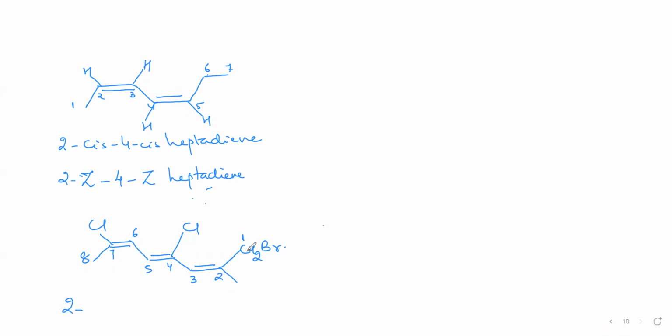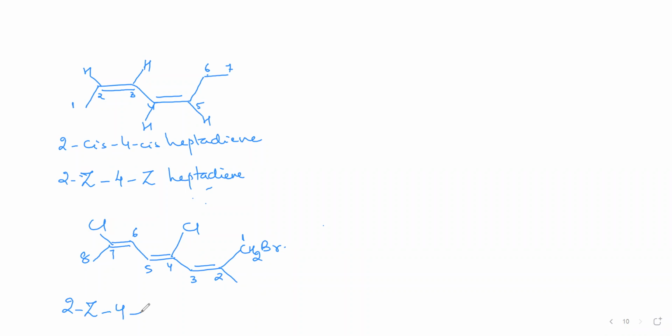Okay, let us see here. I'm assigning the priorities using red marker. Now here this will get a higher priority, this will get a lower priority. Here there is a hydrogen, and there's a carbon here. So the carbon will get higher priority and the hydrogen will get a lower priority. So the configuration here is Z. Very good. C2 has Z. Now coming to C4.